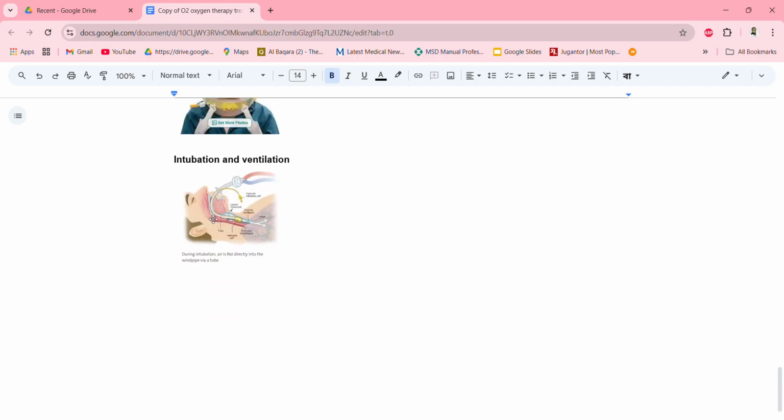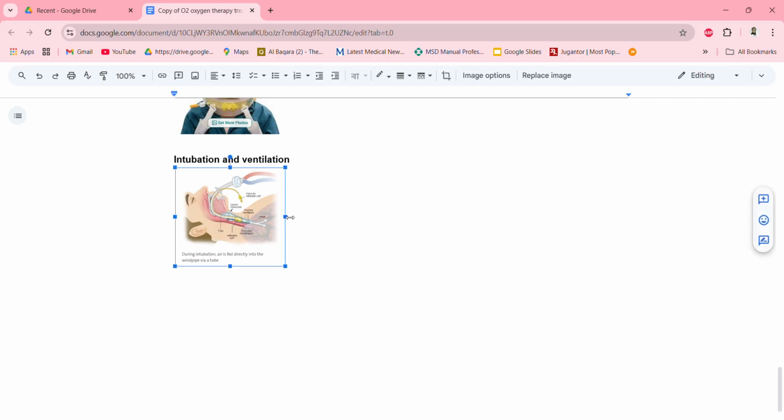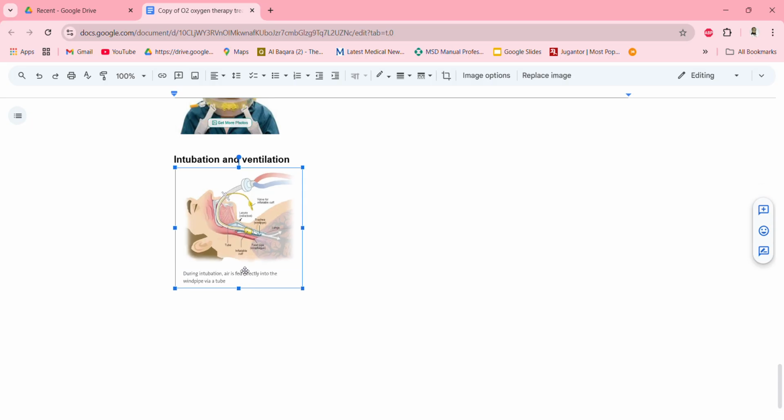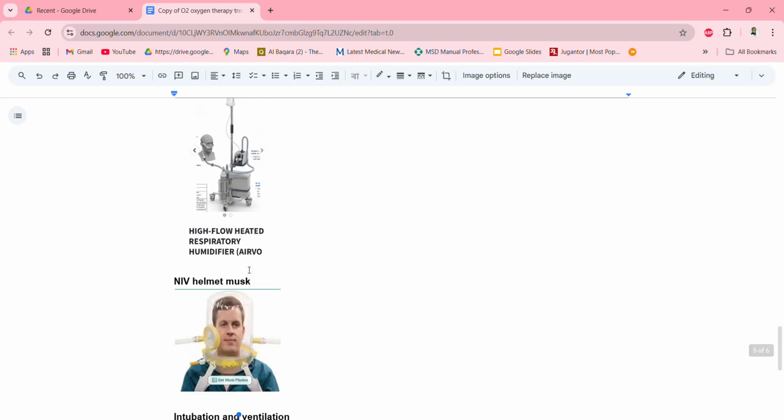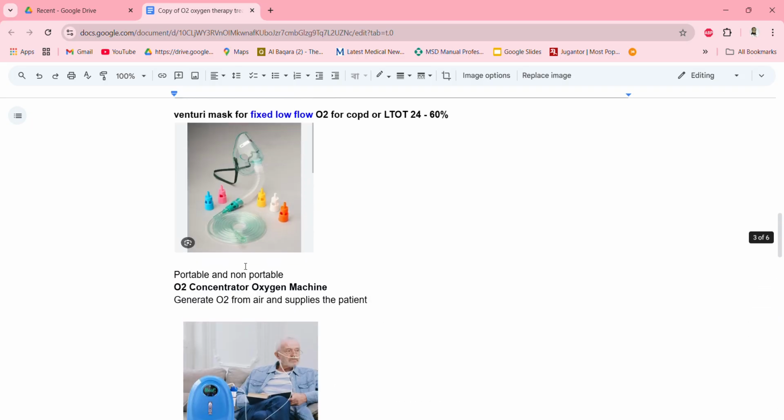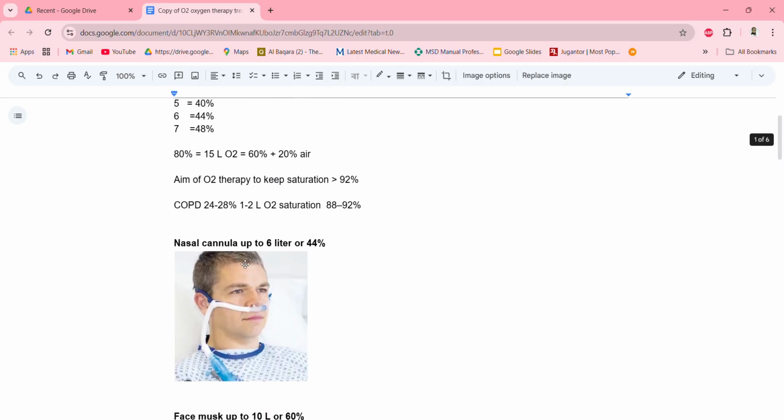And this is final, the intubation and ventilation, when oxygen cannot be corrected by any means, and there is also acid base imbalance. This type of patient, or those who are unable to breathe under anesthesia, takes this intubation and ventilation. So this is all about oxygen therapy, and thank you so much.